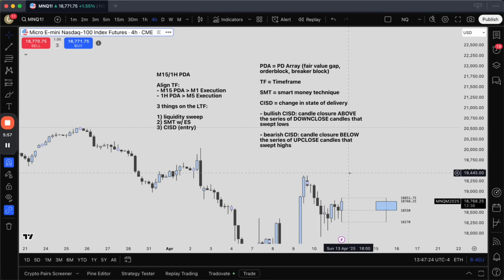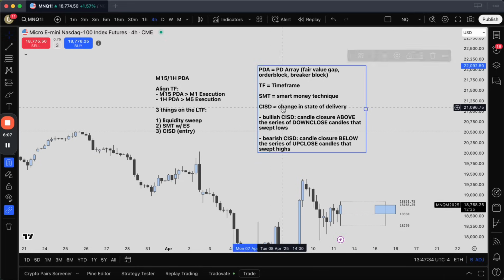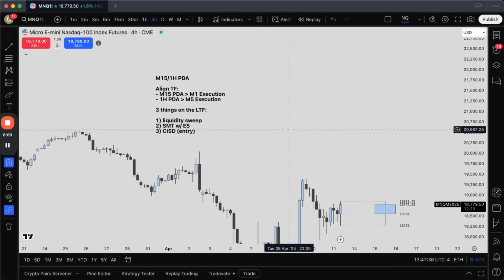If you need to screenshot this, go ahead and screenshot this. Very important, because I'm going to be throwing around these terms and you need to know them so that when I'm backtesting, you understand. All right, I'm going to delete them right now. Okay, so this is the first entry model. And then the second entry model is this.